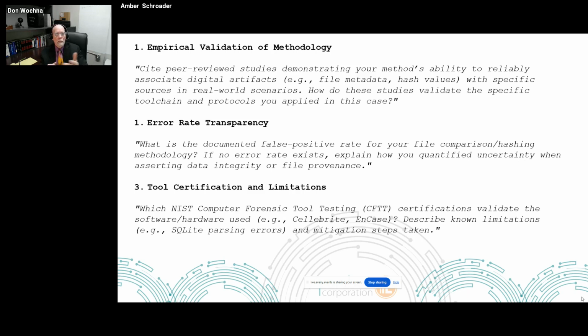So, for example, if you were asked to cite peer-reviewed studies demonstrating your method's ability, whatever method you use, to reliably associate digital artifacts with specific sources in the real world, can you do that? Link file analysis is a perfect example.